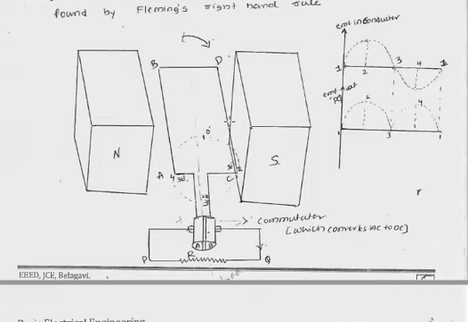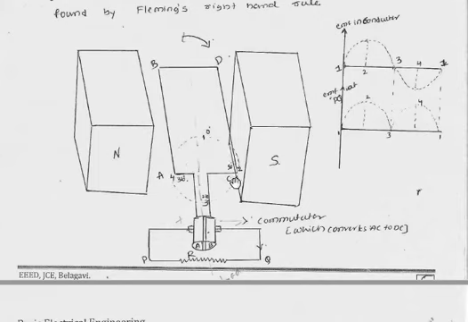In that particular position, the direction of the motion of the conductor AB would be directly downwards, and the direction of the flux is like this. So it is perpendicular to each other. The angle between them is 90 degrees. The flux cut by the conductor is maximum. So the EMF produced at position number 2 is also maximum.